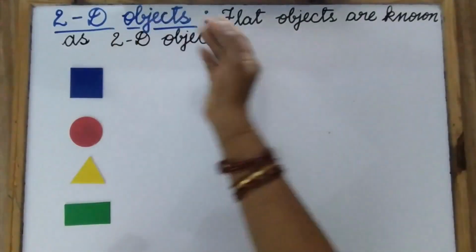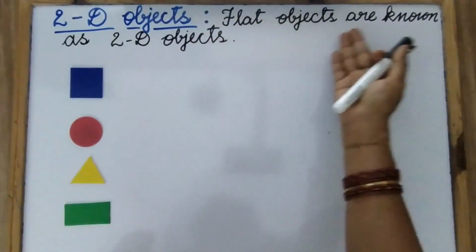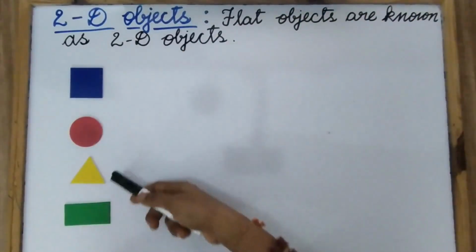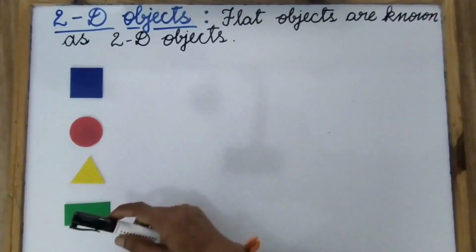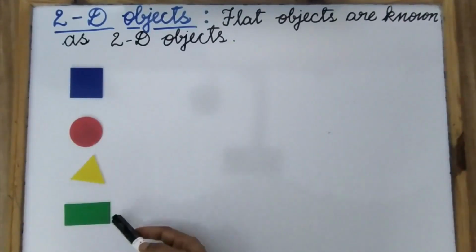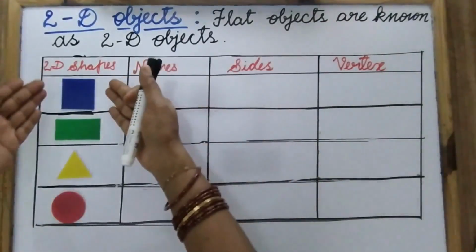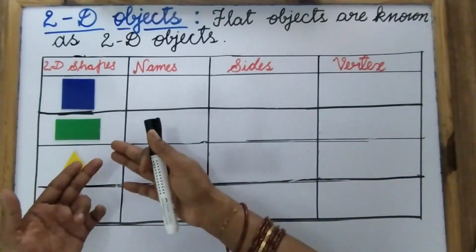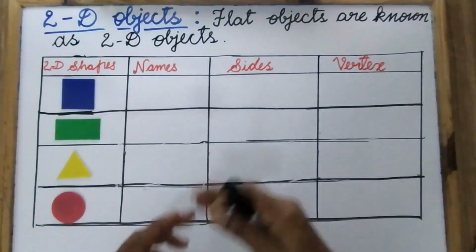Okay, so 2D objects. What are 2D objects? They are nothing but flat objects, known as 2D objects. Alright, we know about these flat objects, or we have learnt them by the name of plane objects or plane shapes. Here: square, circle, triangle and rectangle. Alright, see here. Here we do have shapes and we are going to write the names of these 2D shapes, and the sides as well as vertices they have, which you know already.